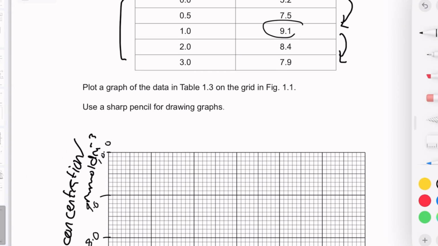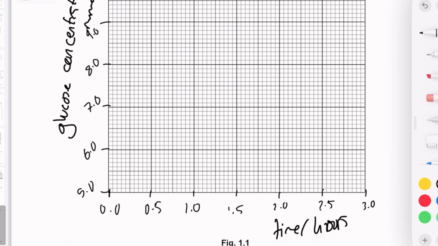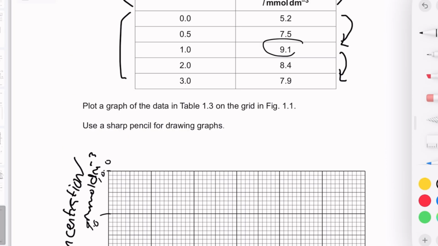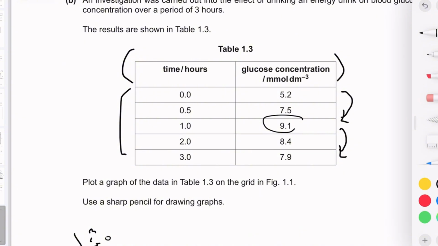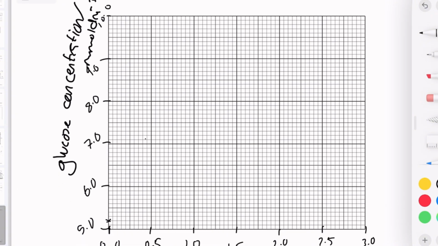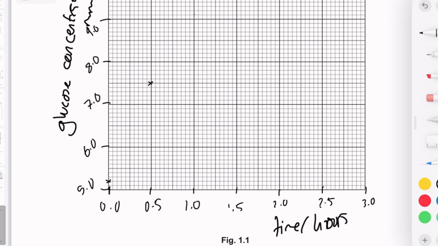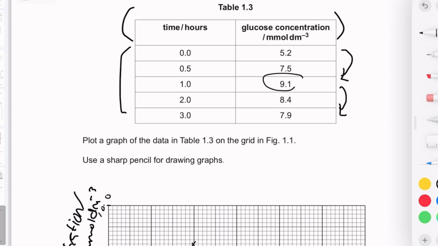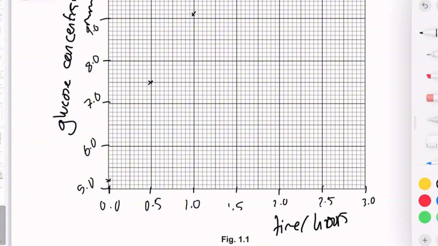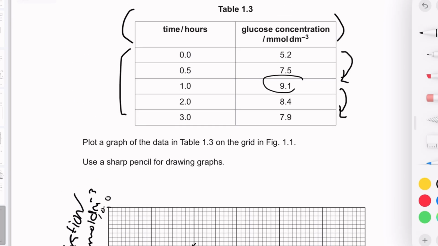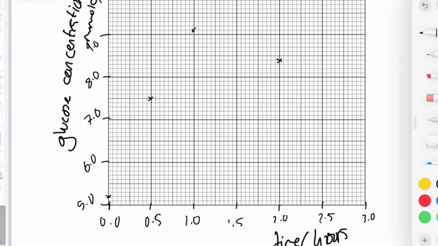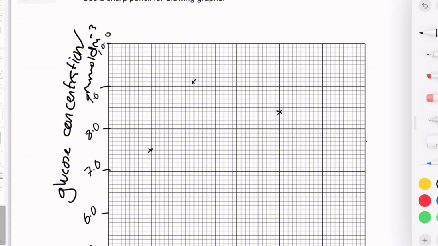So starting off with this first point, 0 at 5.2. So this is going to be right around here. Then going from 7.5 at 0.5. So 7.5 at 0.5. And then 9.1 at 1, so right here. And then we also have 8.4 at 2. Interesting. So going here, it's right there, and then 7.9 at 3. So at 3, we're going to go all the way to 7.9, which is right here.